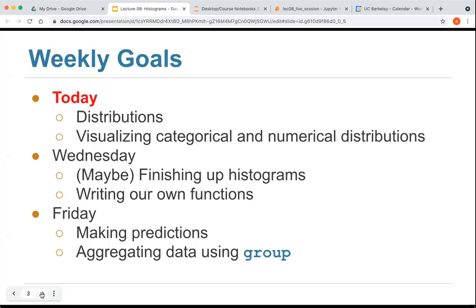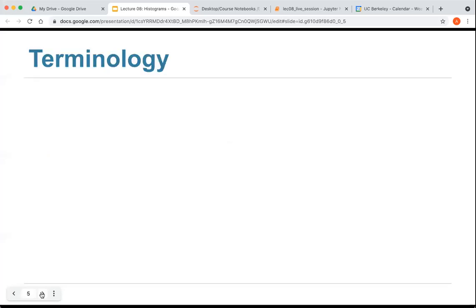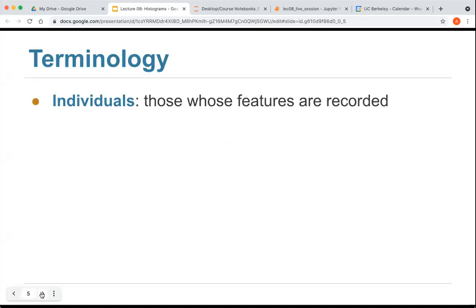Right. So to start out about distributions, let's just recall some terminology. An individual is a unit whose features are recorded. And what's a feature? A feature is some aspect of that individual. This has multiple names: feature, attribute. In general, it's called a variable because it has different values.